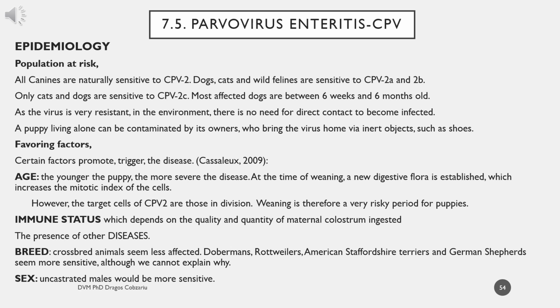Casaliu, 2009. Age. The younger the puppy, the more severe the disease. At the time of weaning, a new digestive flora is established, which increases the mitotic index of the cells. However, the target cells of CPV2 are those in division. Weaning is therefore a very risky period for puppies.